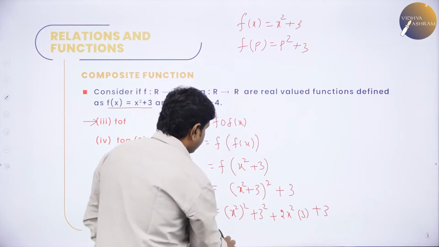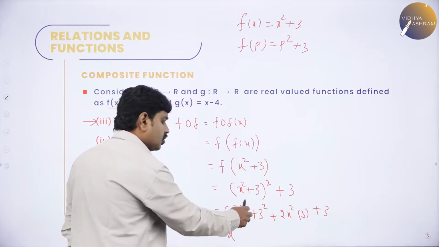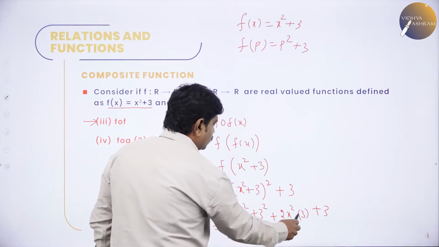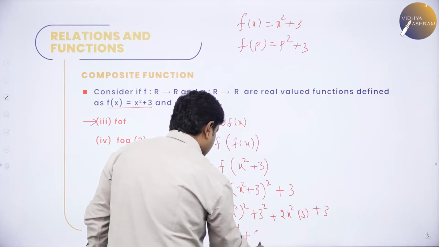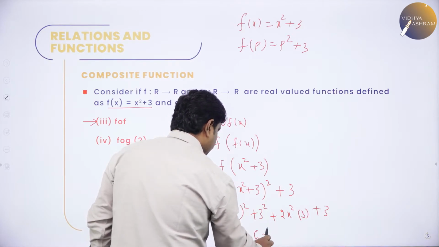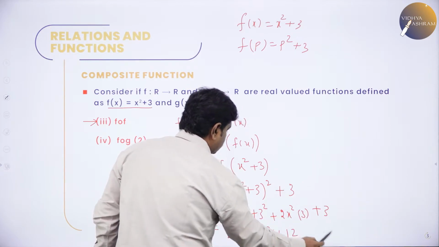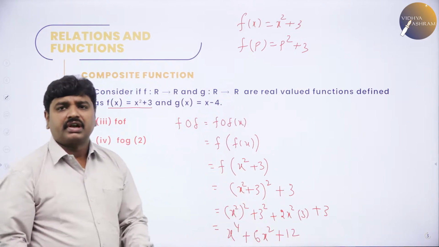Simplify this. If you simplify, (a power m) whole power n is a power m into n, so 2 2s are 4, and first I will write this. So, 2 3s are 6 x square, then 3 square is 9, 9 plus 3 is 12. So, now I got the FOF value.